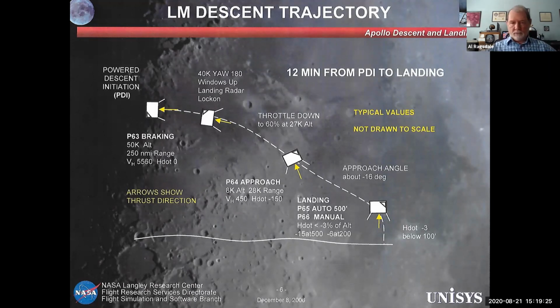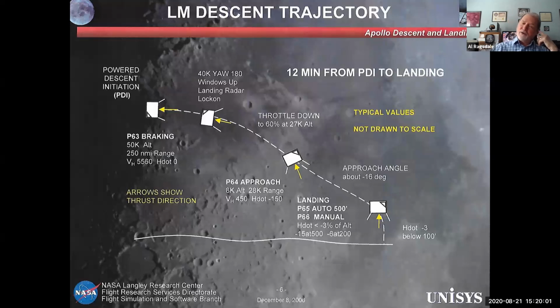And when it was about 30 seconds from the end of P64, when it was almost to its target, it would go to P65, which just zeroed all your horizontal velocity and maintained a 3 foot per second sink rate. If you didn't touch it, it would come down with 0 forward and lateral velocity and come straight down at 3 feet per second until it hit something. But none of the pilots ever used P65.